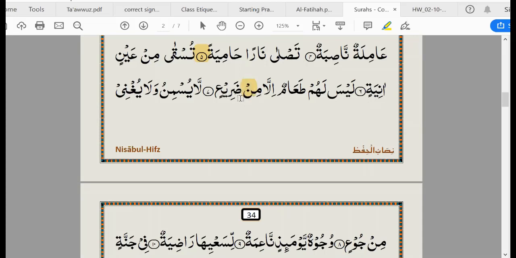Zori'in. This noon, it's going to be hidden. Makhfi. You have to do ikhfa. So I mentioned it to the previous two students. Can you apply that rule? Try. Min dari. Okay, continue.